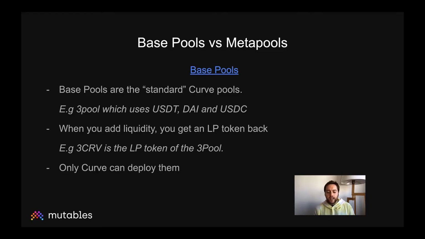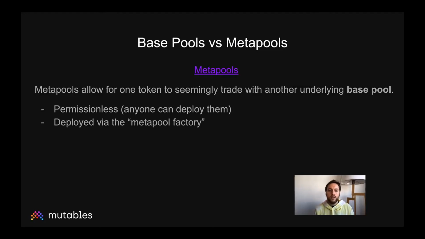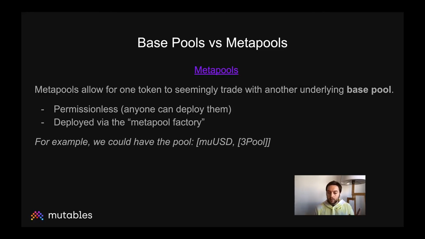On the other side, they have released the concept of meta pools. They allow for one token to seemingly trade with another underlying base pool. The good thing about this is that they are permissionless, so anyone can deploy them. You have to use the meta pool factory contract to do that. For example, if we want to allow these Mutables powered swaps, we will need to have two meta pools, and one of those pools could be the MUUSD, that is our mutable asset, with the base pool that we will be using, the base pool of Curve, that is the 3 pool.